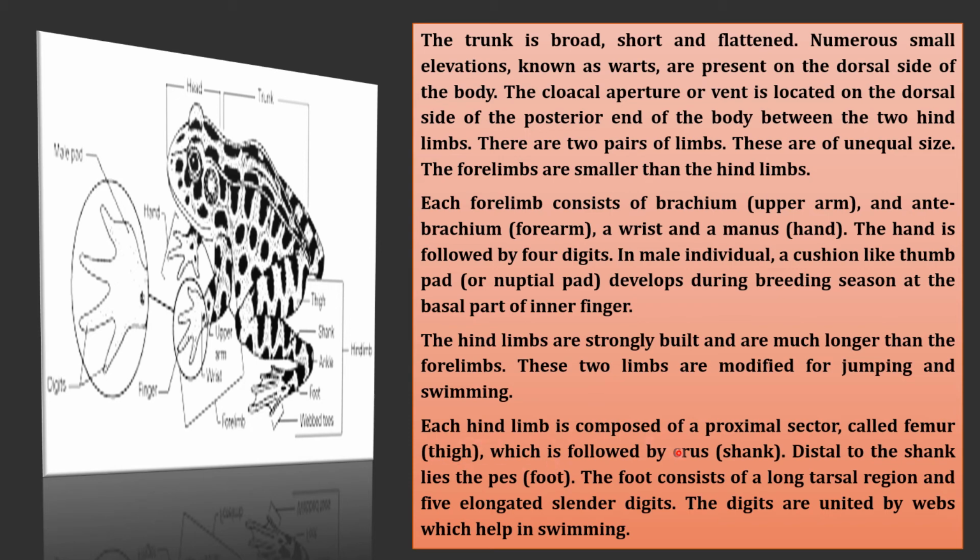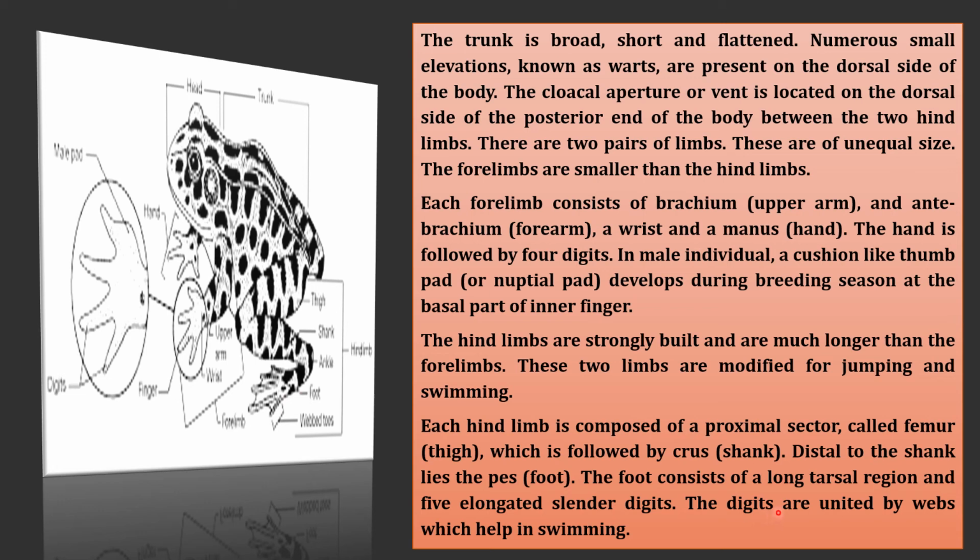Each hind limb is composed of a proximal sector. Proximal means the first sector, that is called femur or thigh. You can see this is thigh. So this portion is called femur, which is followed by crus or shank. This portion is crus or shank. Distal to the shank lies the pes or foot. So this portion is foot. So three portions are there in case of hind limbs. One is thigh, second one is shank, and the third one is foot.